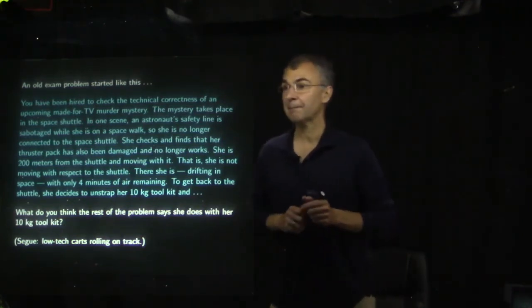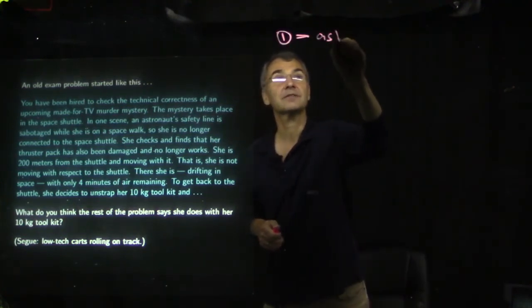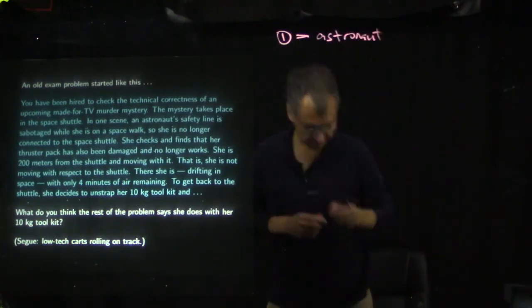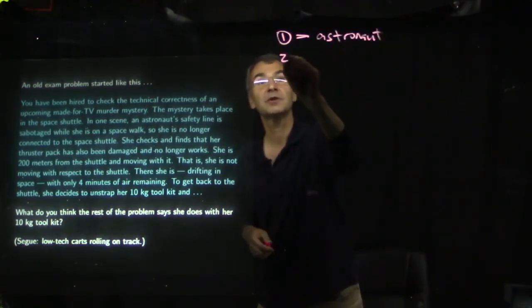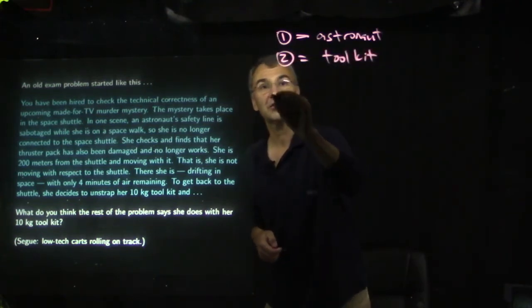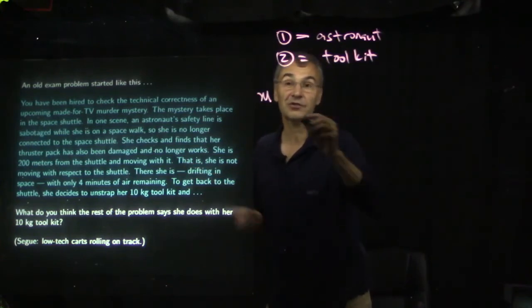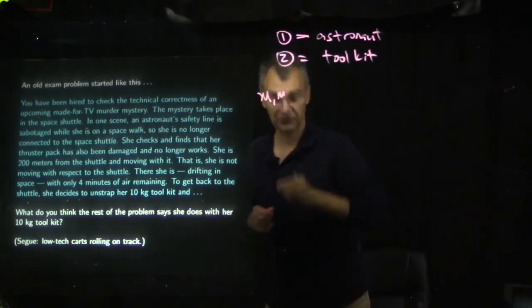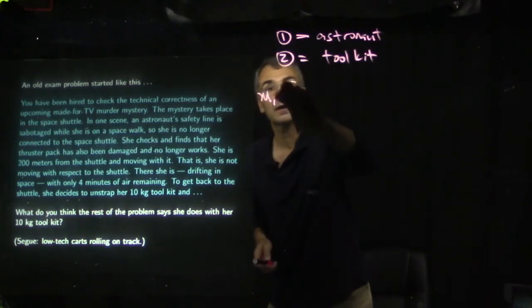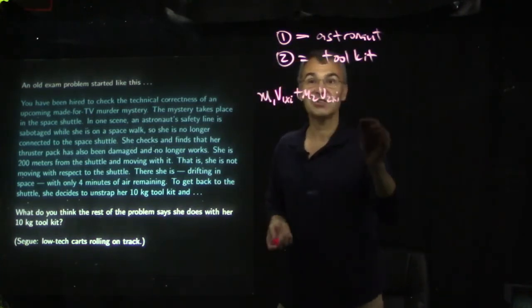So I guess you could say 1 equals astronaut and 2 equals toolkit, and you would say m1 v1xi plus m2 v2xi. Well, now you know that both have an initial velocity of 0. Initially neither one of them is moving, so this is easy, that's 0.